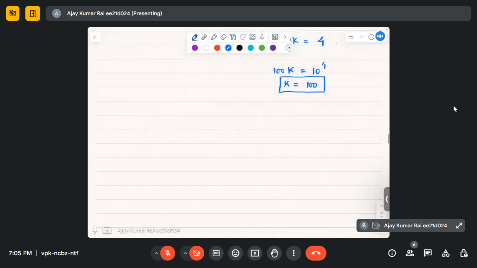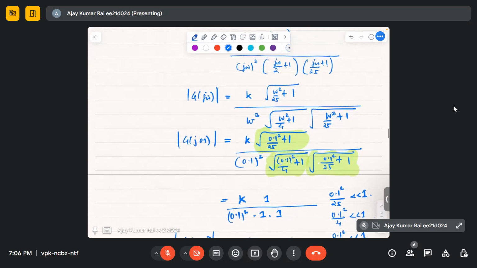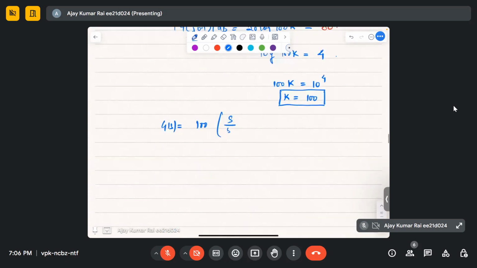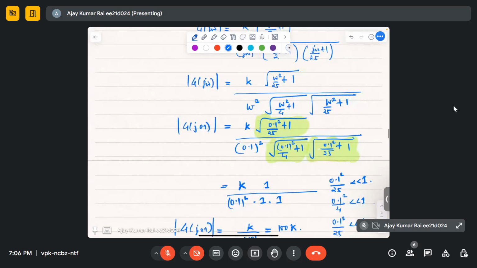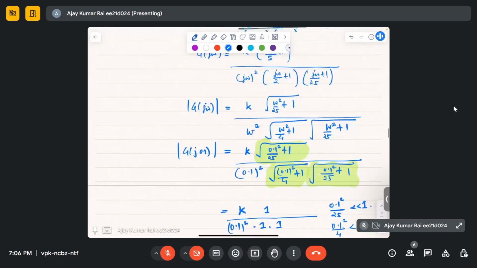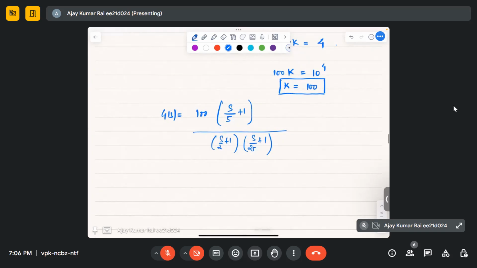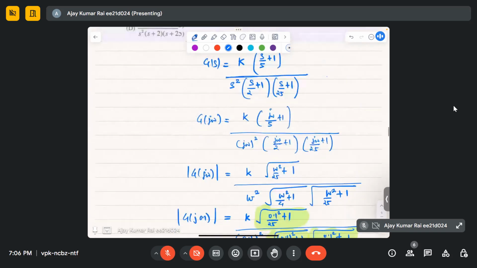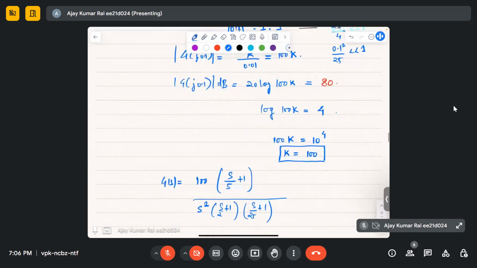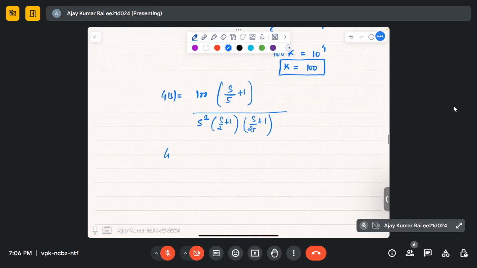So let's finally write the transfer function. K was equal to 100, s by 5 plus 1, s by 2 plus 1, and s by 25 plus 1, with s squared in the denominator. So what are the options? Options are given in another form.